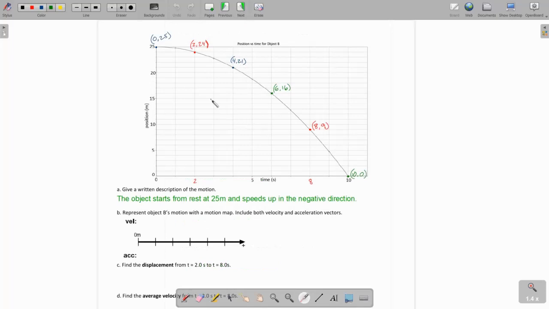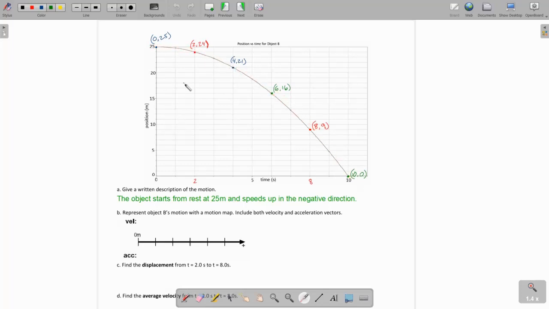Page 2 here, you can see that I've already labeled some of the points here. We'll need that here in just a little bit, but we'll go ahead and answer this first question. Of course, I've already written it out to save some time, but we'll talk about it. So the written description of the motion here, I said the object starts at 25 meters and it's at rest, so there's no slope up here, and then it slowly speeds up as it goes down and starts moving faster and faster.